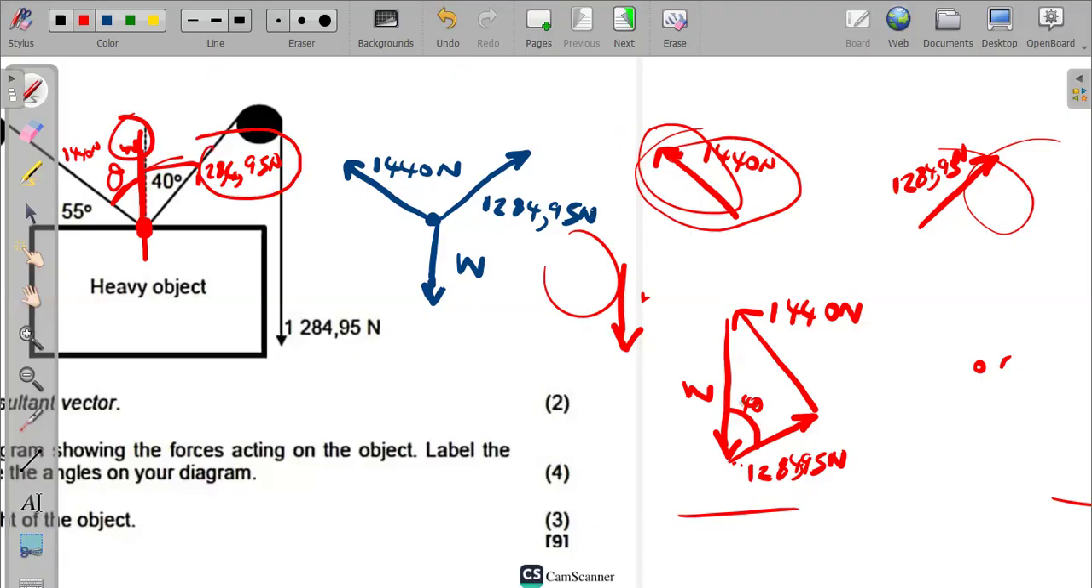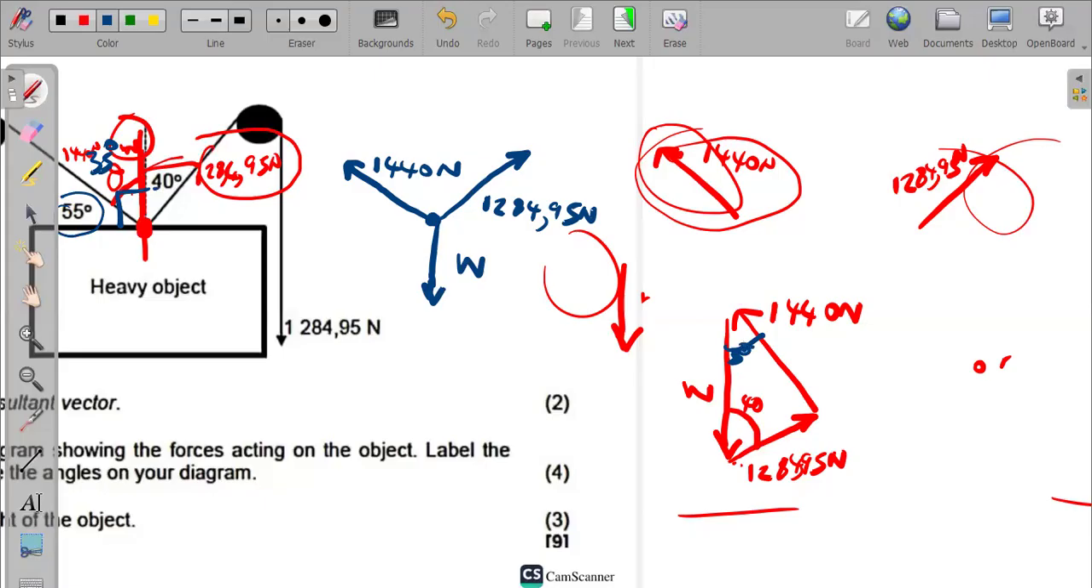So how about this angle? How can I find it? It's easier to find. This whole angle that I'm marking right now is 90 degrees. If I say 90 minus 55, I get 35, which means this angle is 35 degrees. So that's how we can indicate the angles in our closed vector diagram.